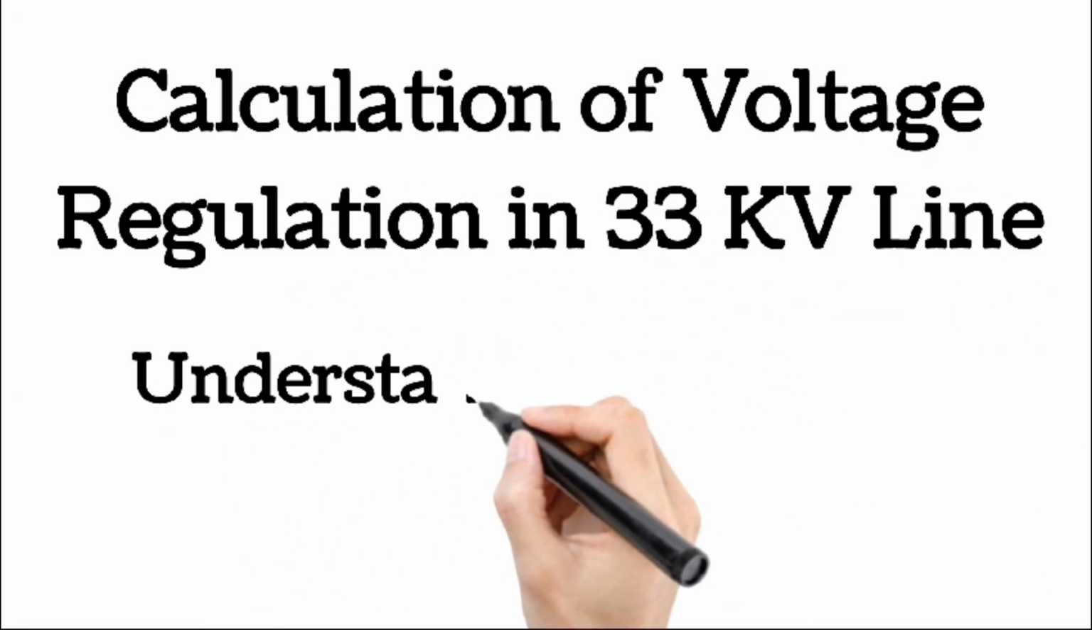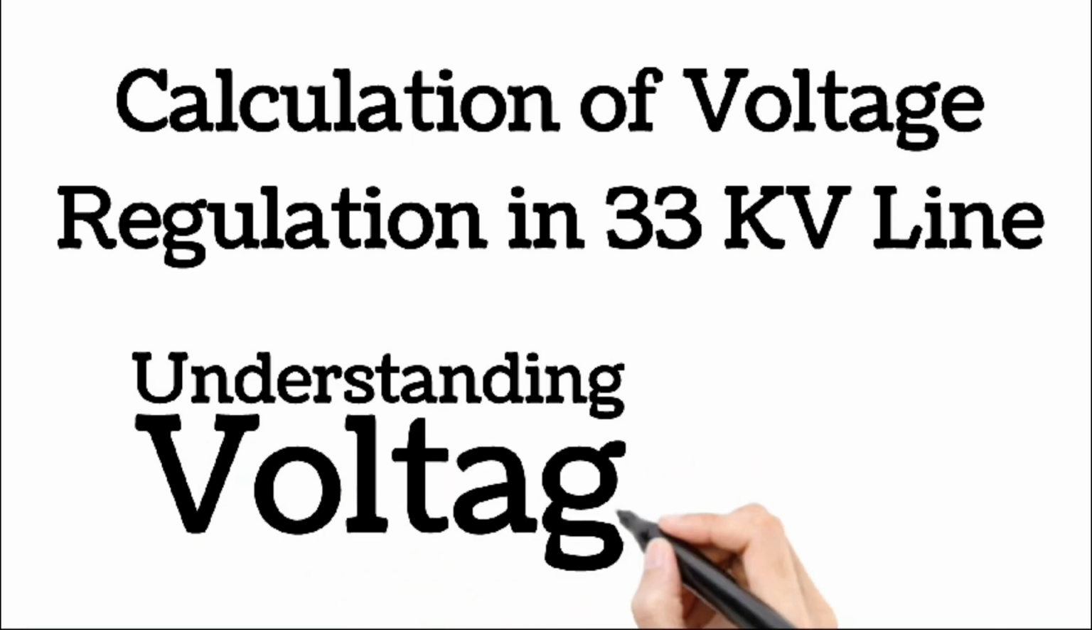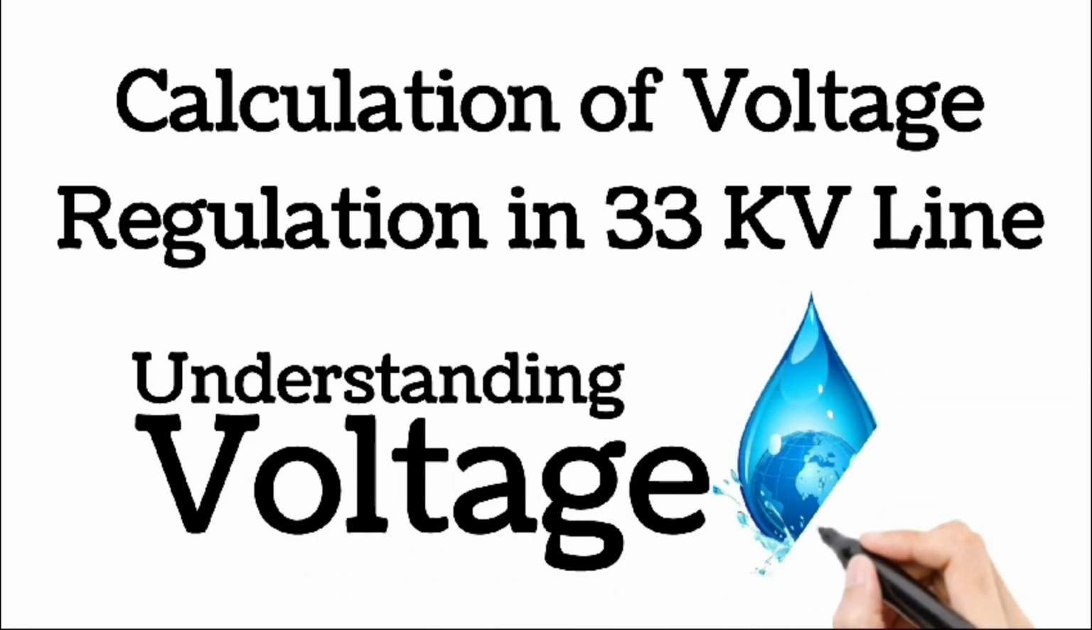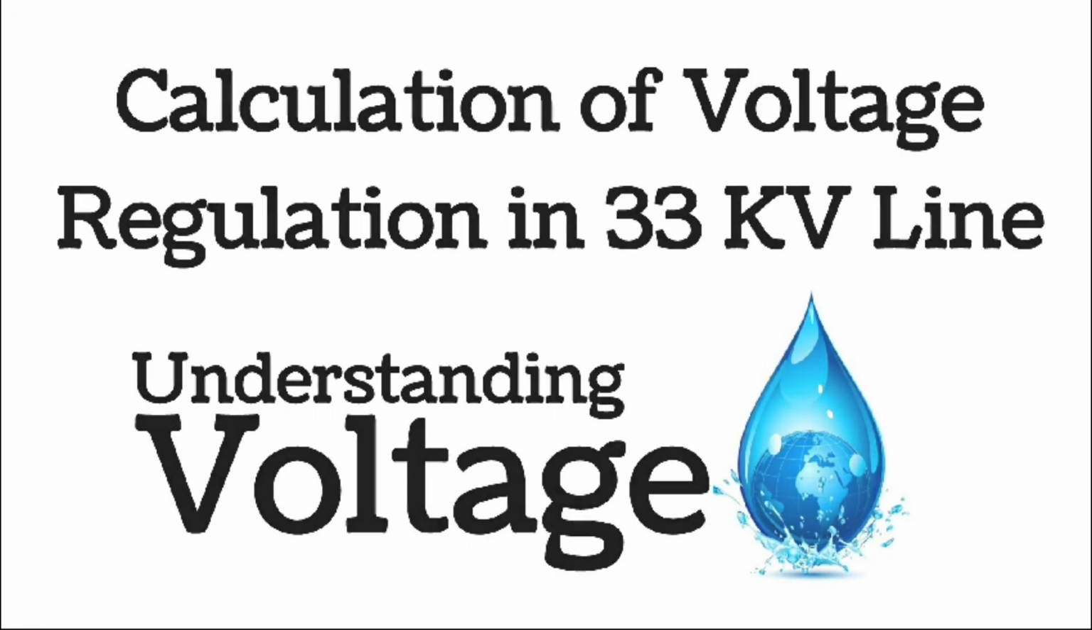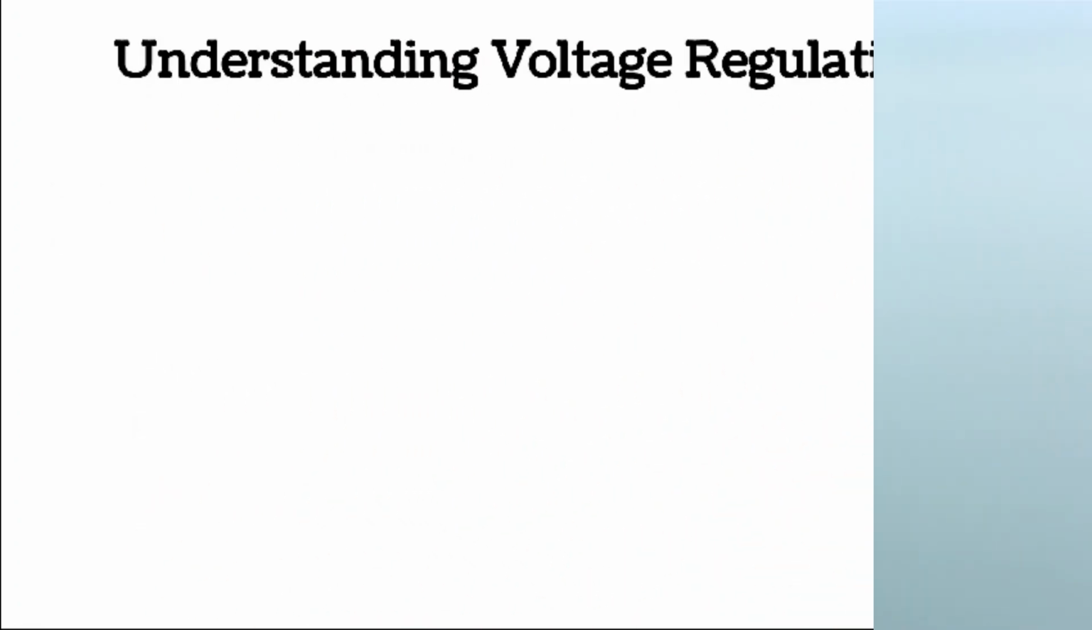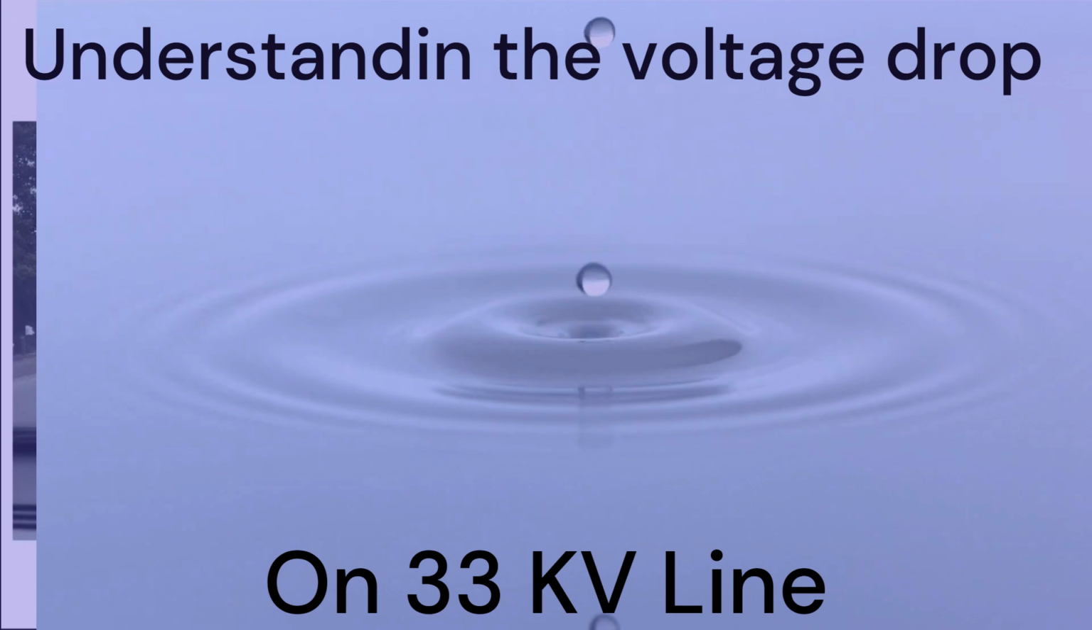Today we learn how to calculate voltage regulation in a 33 kV loaded line at the tail end. In this session, we will explore the voltage drop occurring along the line and compare the voltage at the tail end to that at the sending end.